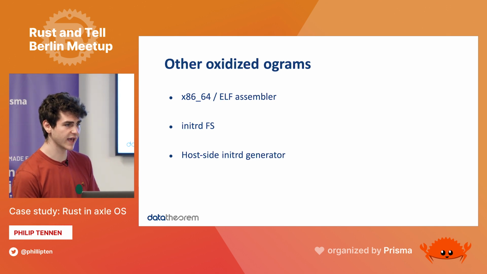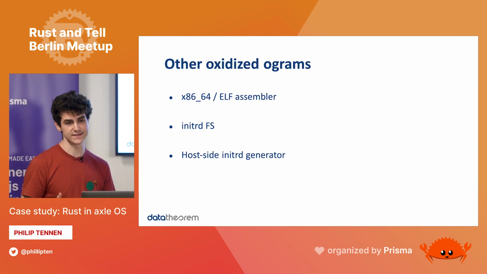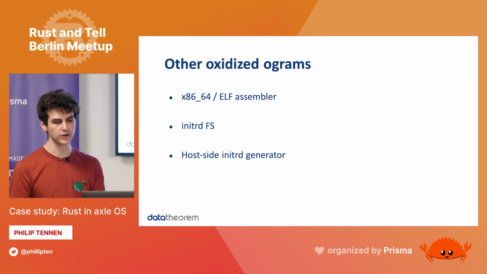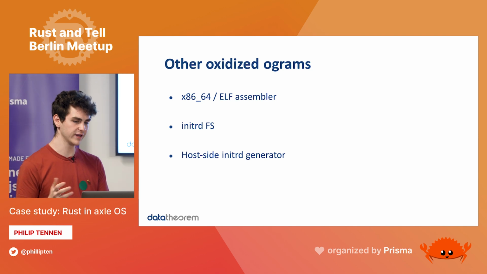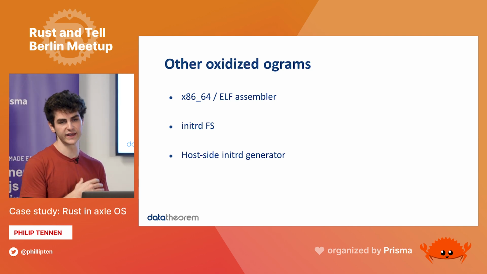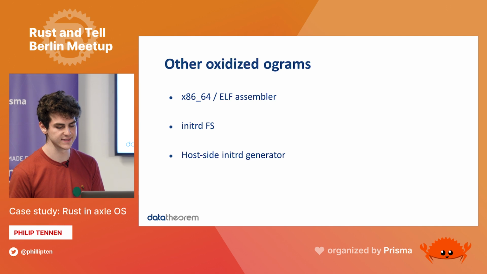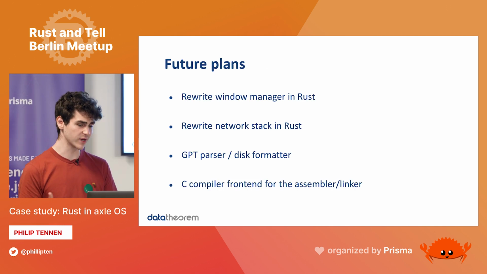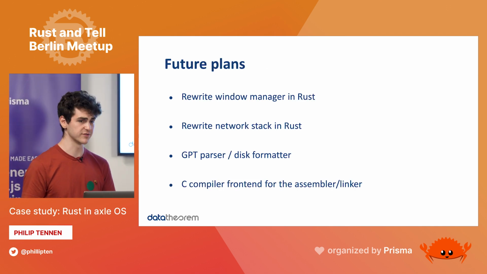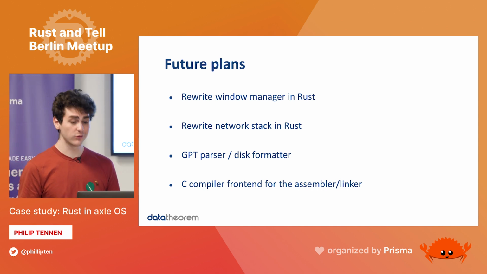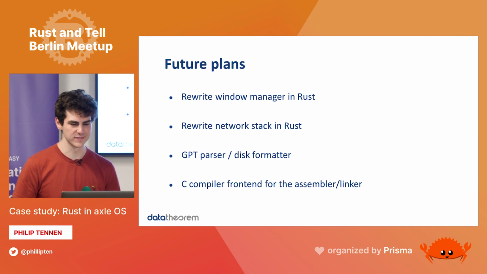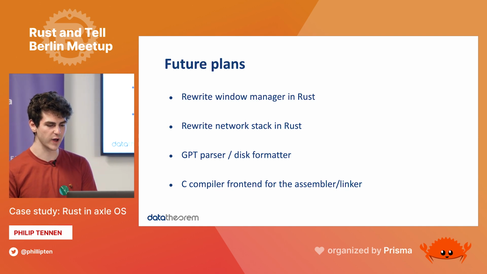As I had a look at a few minutes ago, I wrote an x86-64 assembler and linker. I wrote the initrd file system in Rust, or rather rewrote it. And I also rewrote the initrd generator in Rust. And I have more plans for Rust as well. The window manager suffers from a few memory corruption liabilities. So it'll be nice to rewrite that in Rust as well.